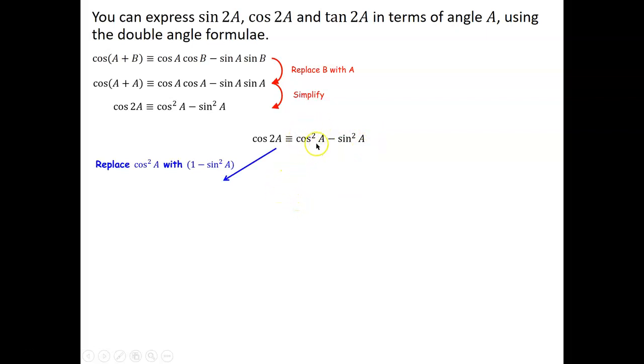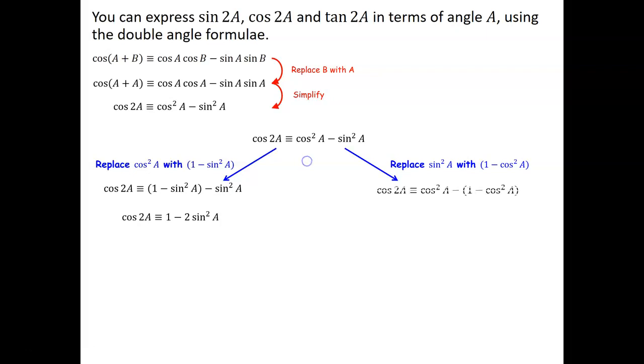If I replace cos squared A with 1 minus sine squared A, I can simplify that. And if I replace sine squared A with 1 minus cos squared A, I get this. So there's 3 different identities for cos 2A.